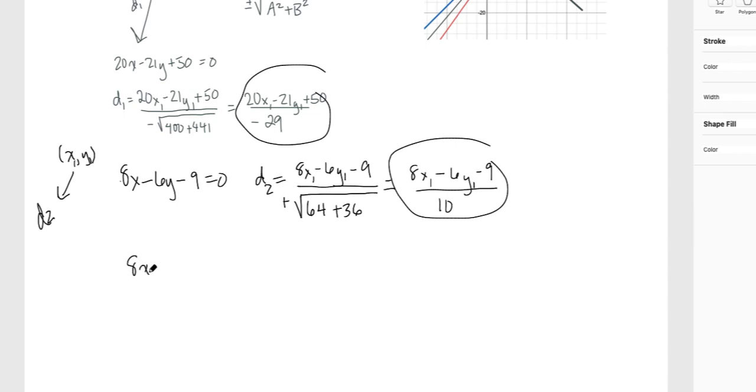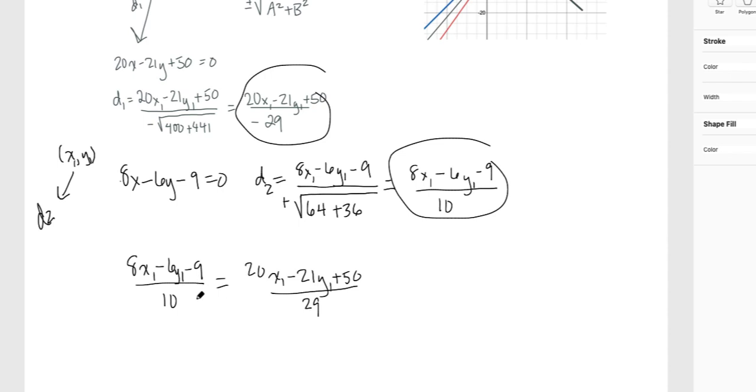And if they're now equal, then I can solve like a system of linear equations, and then I can find out the equation. All right, so I know that this has to be equal to the same thing, 20x sub 1 minus 21y sub 1 plus 50 over, and I'm just going to put 29 because I know D1 is equal to the opposite of D2. But check it out, I don't even really need the sub 1s anymore. That just was kind of anchoring me.